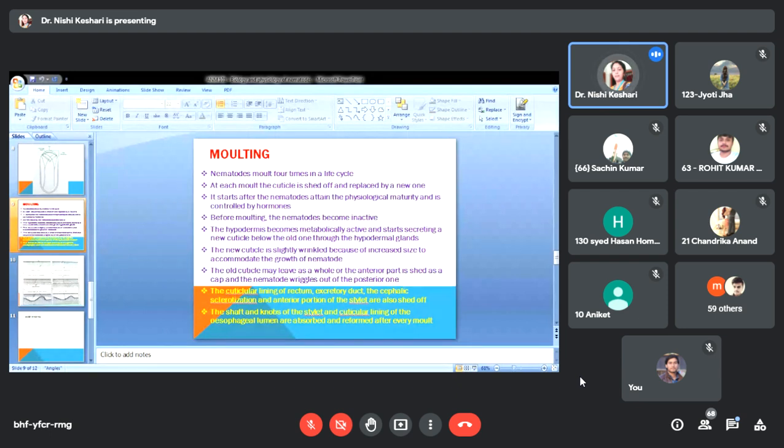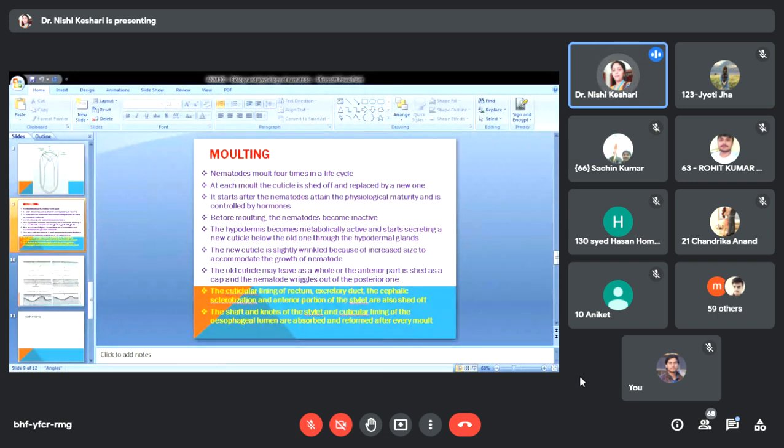Then what happens, the hypodermis becomes metabolically active and starts secreting a new cuticle below the old one through the hypodermal glands, and the new cuticle is slightly wrinkled because of increased size to accommodate the growth of the nematode. The old cuticle may leave as a whole, or the anterior part is shed as a cap and the nematode develops out of the posterior.